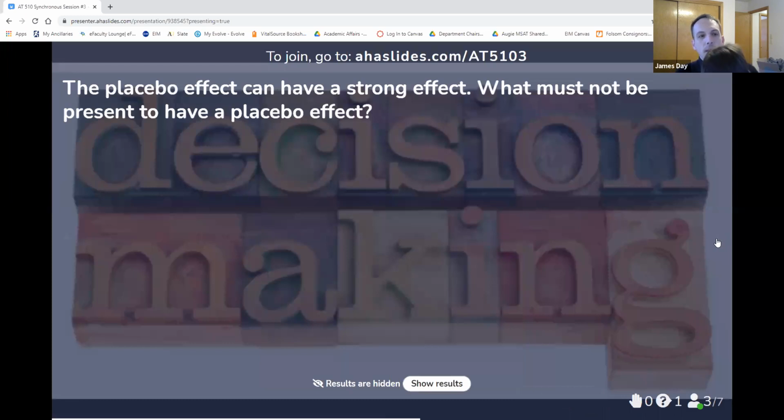All right, the placebo effect can have a strong effect. What must not be present to have a placebo effect? Another way to answer this question is, what is designed to eliminate placebo effects? And it is an internal control.